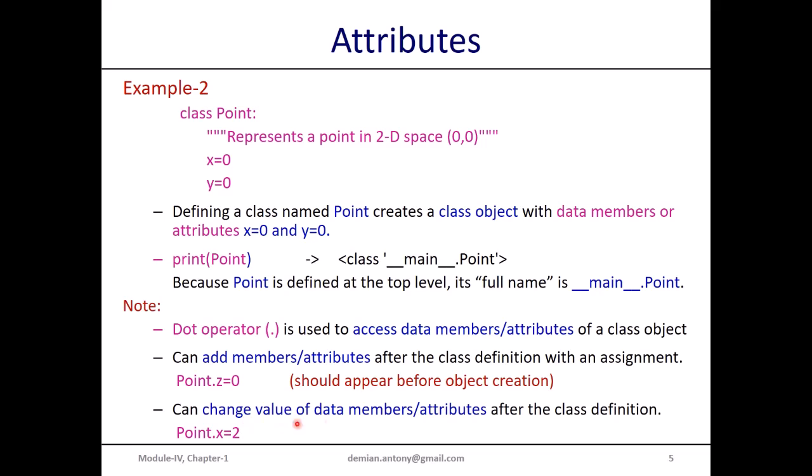You can also change the value of data members at any place within the program with a simple assignment. On the left hand side, class name dot attribute name, equal to value. This will assign a value 2 to x instead of 0.